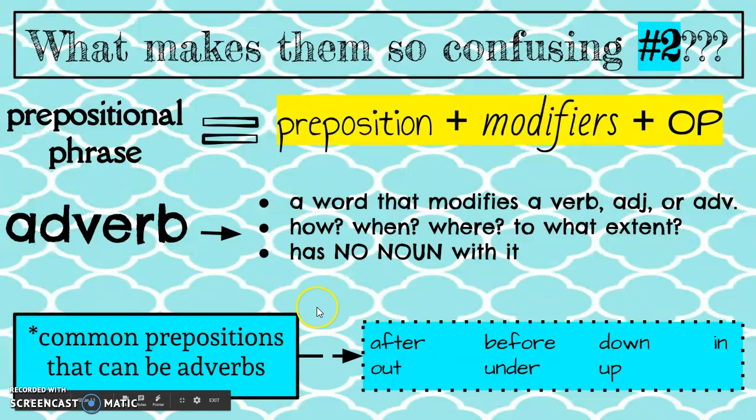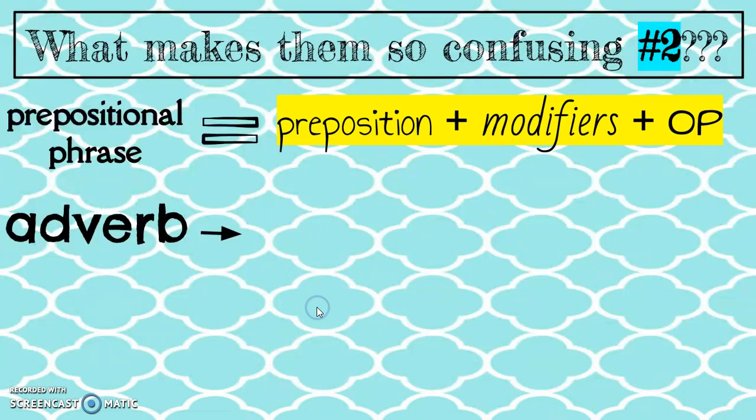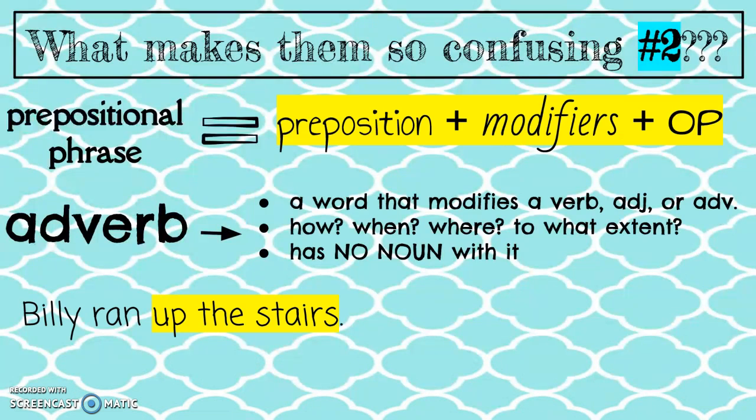Let's look at a sentence. I'm not good at coming up with these off the cuff here. So in this first example, it says, Billy ran up the stairs. I see a preposition, up. I see a noun after it, and it has a modifier. Where did Billy run? Up the stairs.